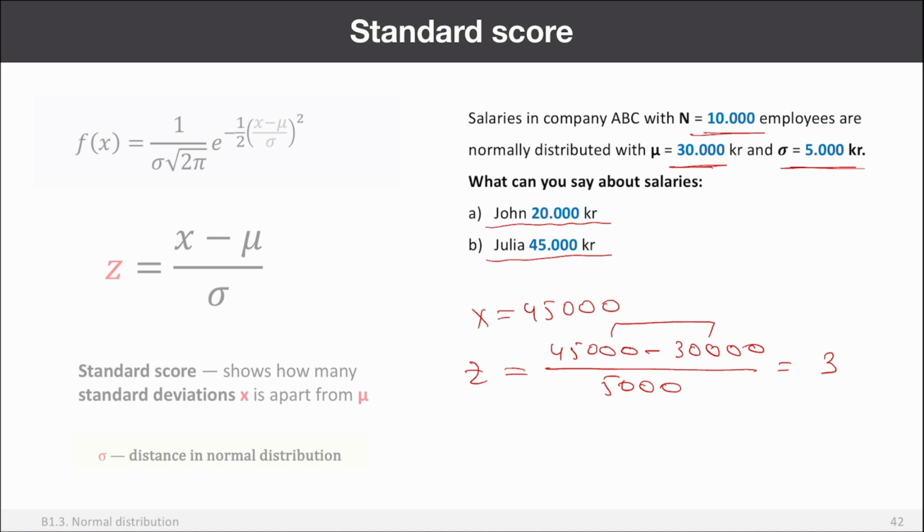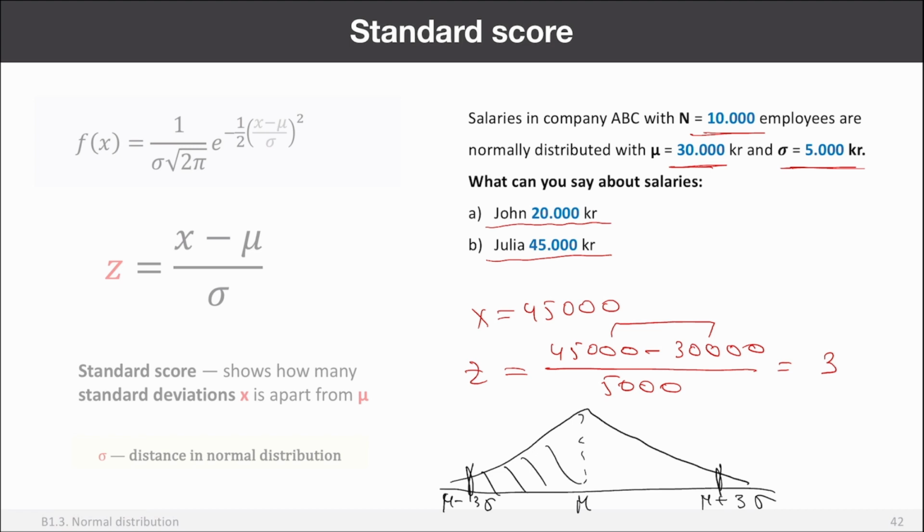Again, if you remember, this is normal distribution. So here you have the average. This is average plus 3 sigma. This is average minus 3 sigma. And you know that here you have 99.7% of all values. That means that here you have 0.15%. And this is where Julia's salary is. This is exactly plus 3 sigma because this standard score is 3. So it means a very small number of people have a salary like Julia.